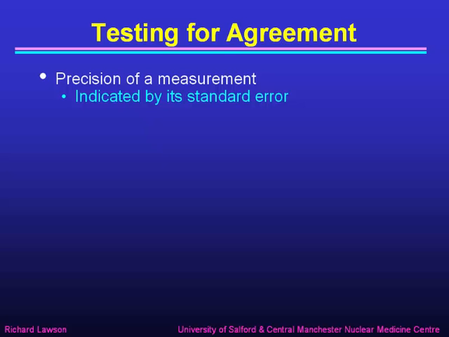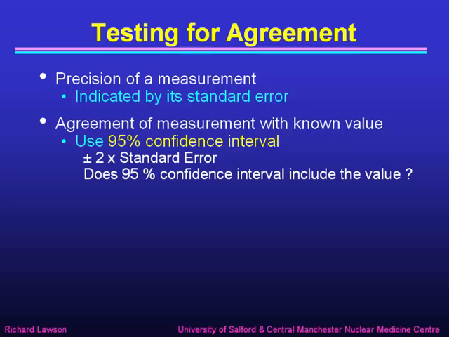We learnt that testing for agreement is done using the precision of a measurement, which is indicated by its standard error. And agreement of a measurement with a known value is done by calculating the 95% confidence interval, which is twice the standard error on either side of the measurement. And we look to see whether the 95% confidence interval includes the value that we're testing against.